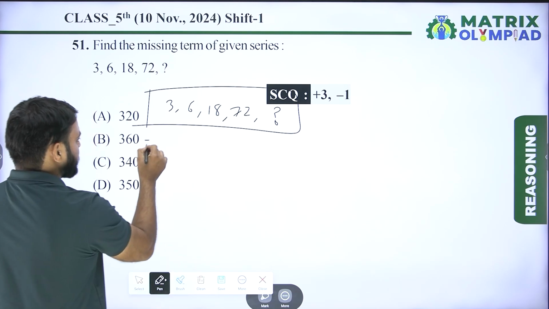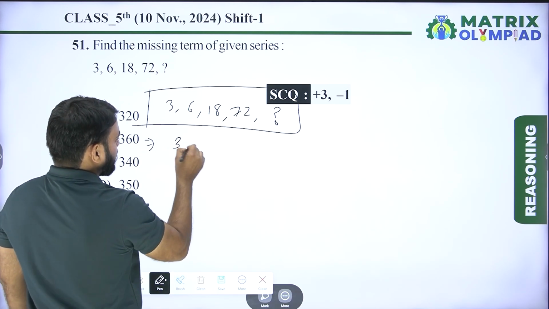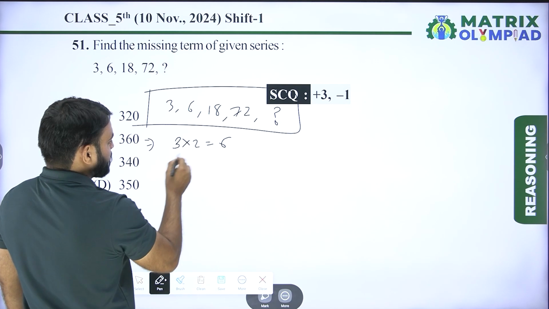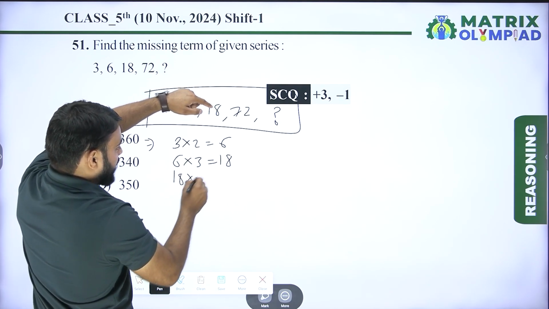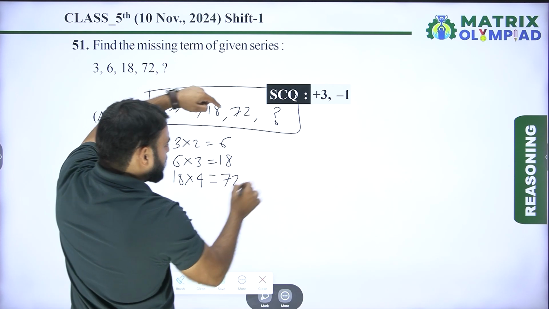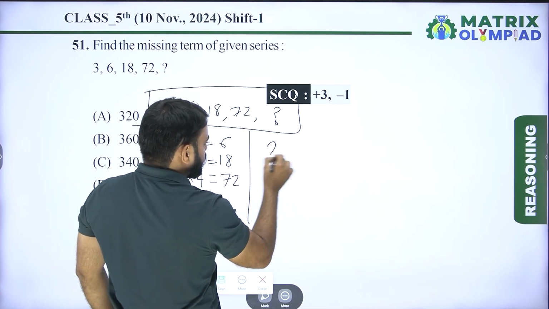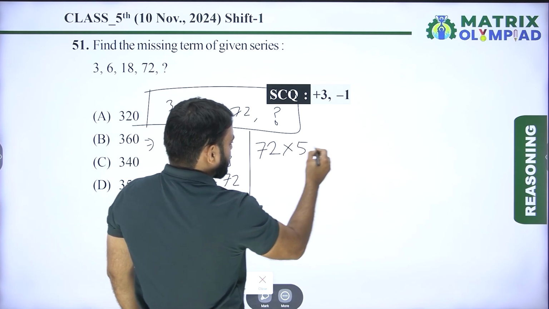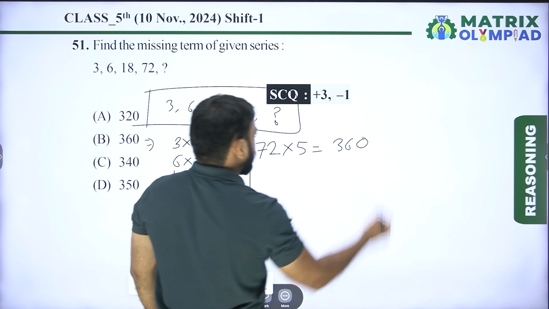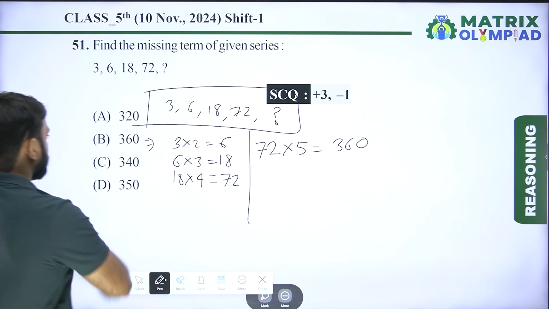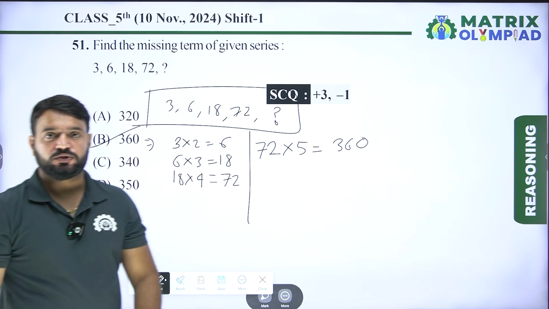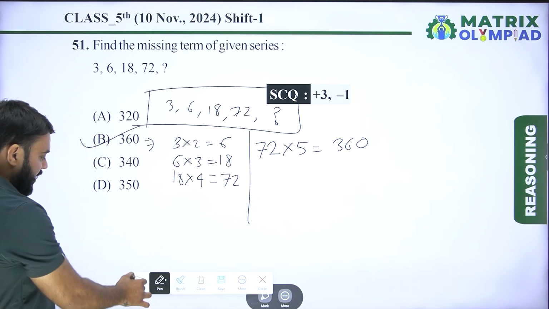The pattern of the series is: 3 multiplied by 2 gives 6. Now 6 multiplied by 3 gives 18. Now 18 multiplied by 4 gives 72. Similarly, 72 multiplied by 5 gives 360. So the missing number is 360. So option B is the correct answer of this question. Let's move on to the next question.